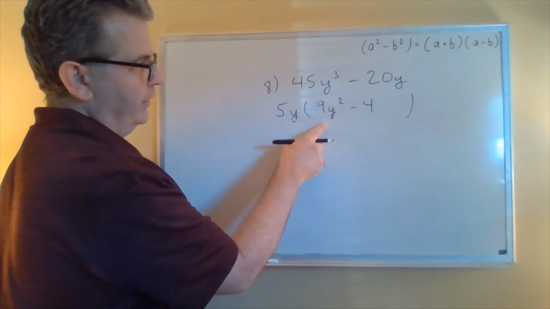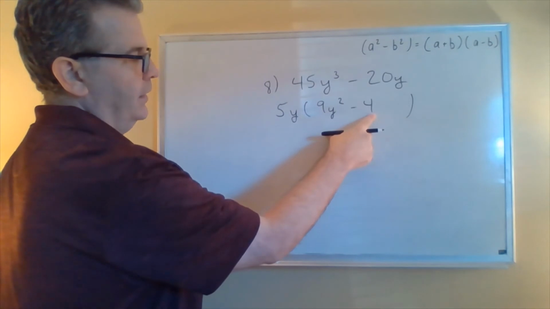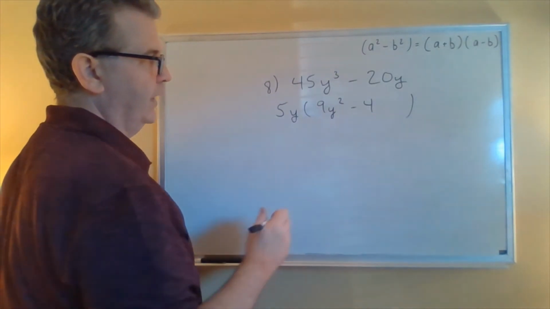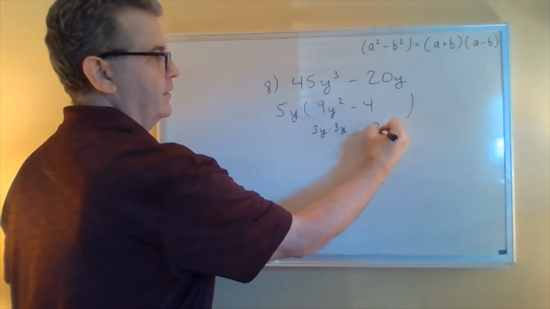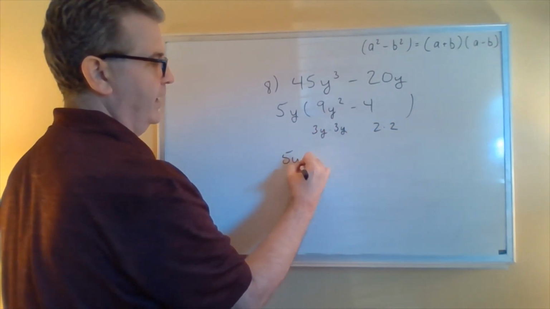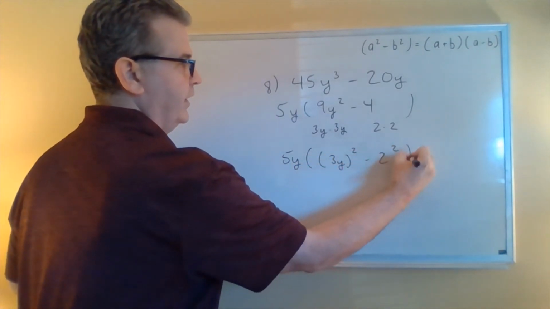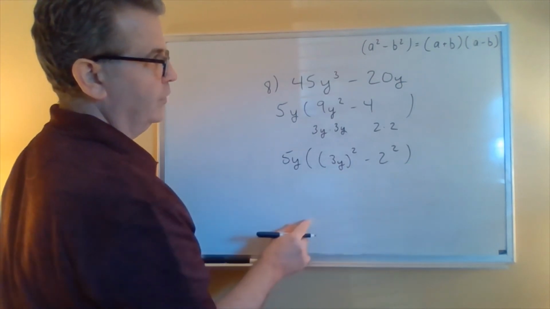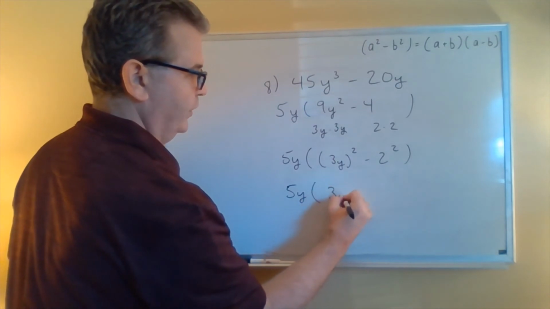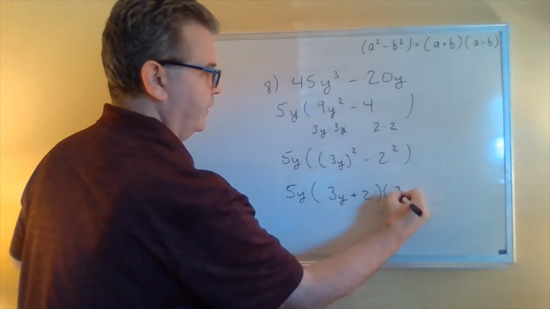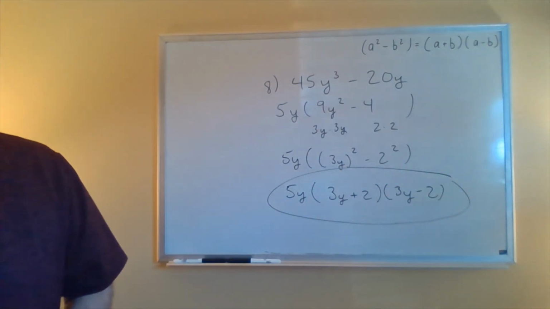I have a perfect square here. With 9, I got 3 times 3, y squared, y times y. And here's 4, that's also a perfect square of 2 times 2. So this becomes 3y times 3y. That is 2 times 2, or we could rewrite it as 3y squared minus 2 squared. You can see we have a perfect square minus a perfect square. That fits into our rule. So our factor will be 3y plus 2, 3y minus 2. And there's our answer for number 8.